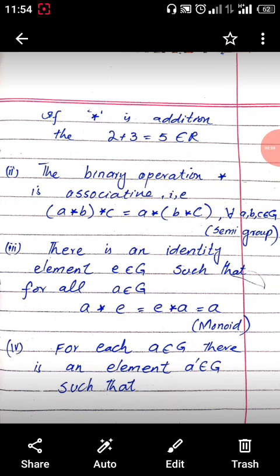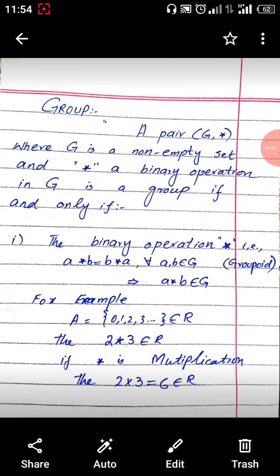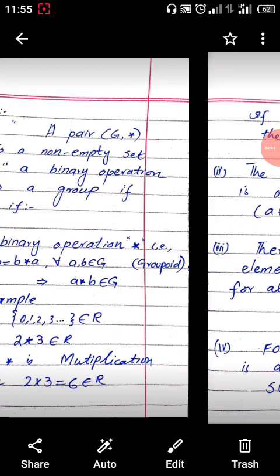If the closure law holds, we have a unique name for it: groupoid. If any set is closed, it is called a groupoid.